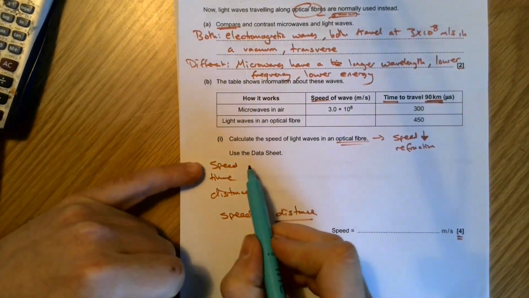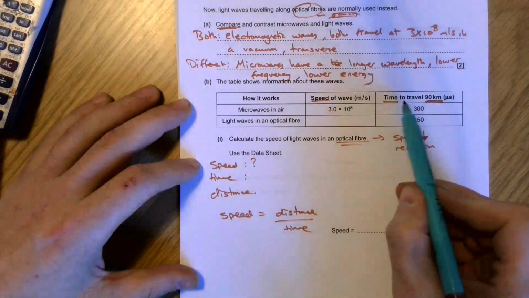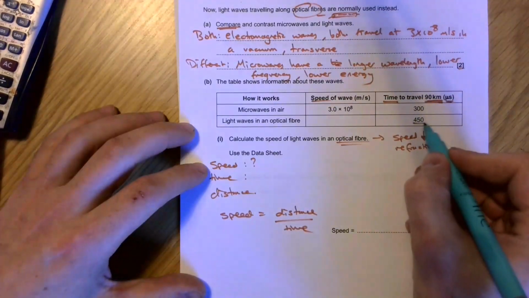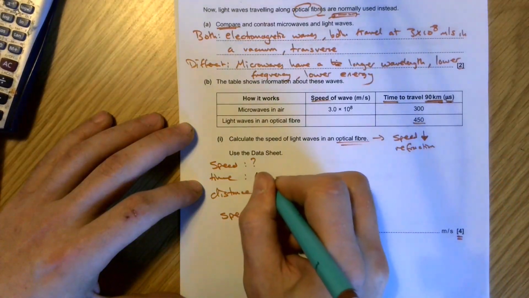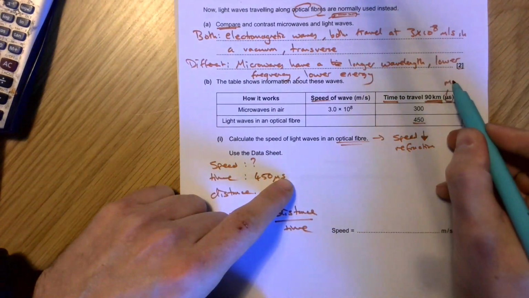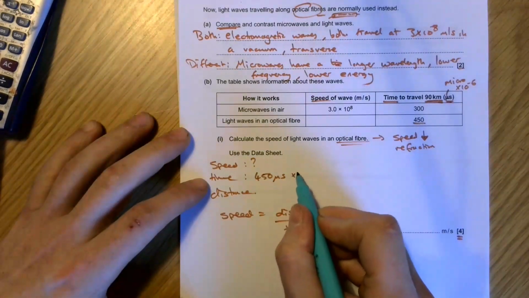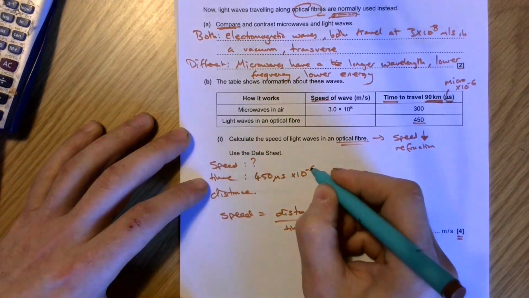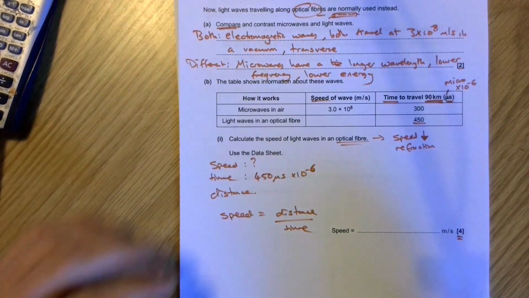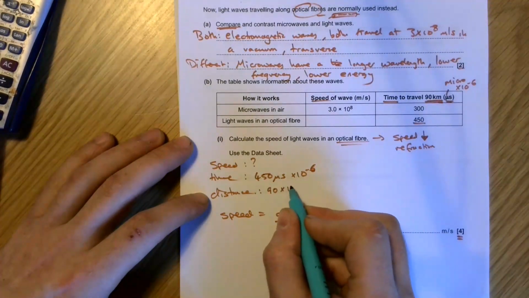So let's look at the speed. So the speed, well, we're trying to work that one out. The time, so time to travel 90 kilometers and microseconds. So it's 450 microseconds. So micro means 10 to the minus 6. So times 10 to the minus 6. Very, very common in waves. It's also very common in biology, particularly microscopes. And the distance, 90 kilometers, so 90 times 10 to the 3.